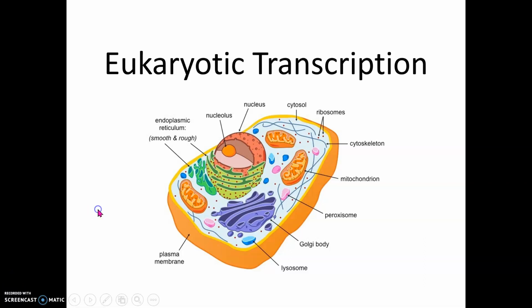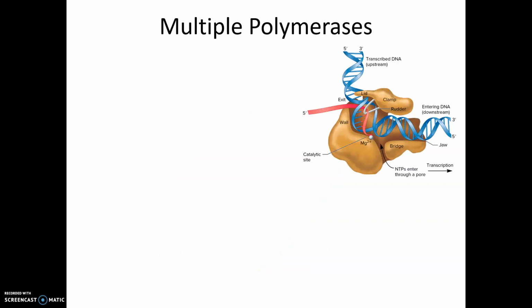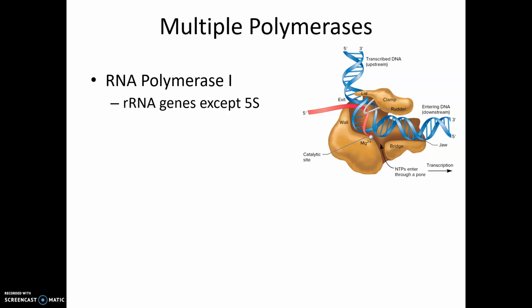So by now, you should be used to everything in eukaryotes being more complex than prokaryotes, and the same thing holds true for transcription. The first idea is there are multiple polymerases, and we're talking RNA polymerases. RNA polymerase 1 transcribes rRNA genes, all rRNA genes except for the 5S rRNA.